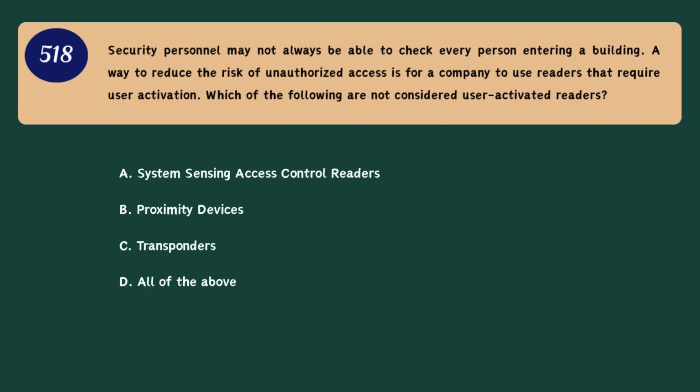Question 518. Security personnel may not always be able to check every person entering a building. A way to reduce the risk of unauthorized access is for a company to use readers that require user activation. Which of the following are not considered user-activated readers? A. System sensing access control readers. B. Proximity devices. C. Transponders. D. All of the above.